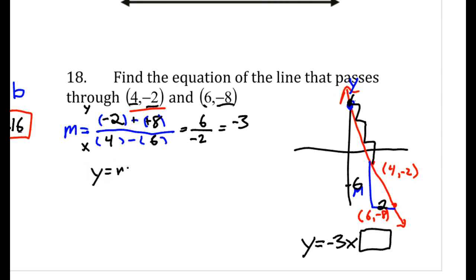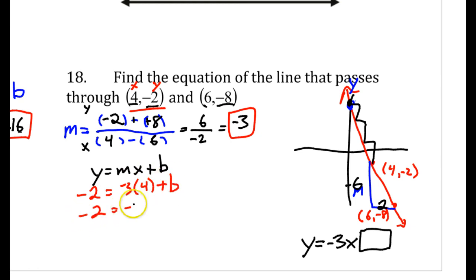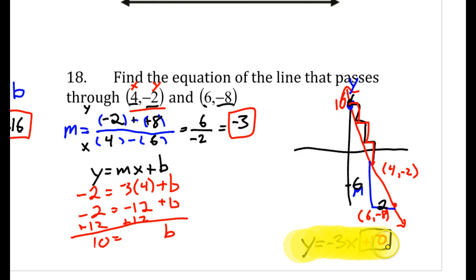So we got y equals mx plus b, same as the last one. And we know our m now is negative 3. I can use either one of these, 4 comma negative 2 for x and y, or 6 negative 8. It does not matter. You'll get the same thing because it's one line. It's the same line. So I'll have the first point, negative 2 equals negative 3 times 4 plus b. So we got negative 2 equals negative 12 plus b. Add 12 to both sides. Negative 2 plus 12, or 12 minus 2, is just 10. So if we would have counted this out, we would have ended up at 10 up here. So our final answer, y equals negative 3x plus 10.